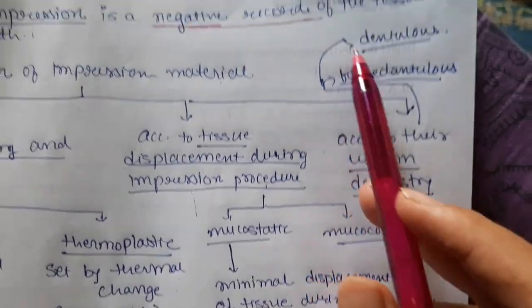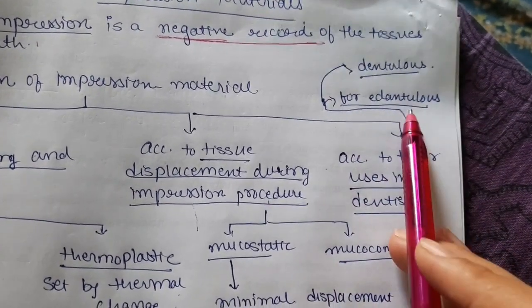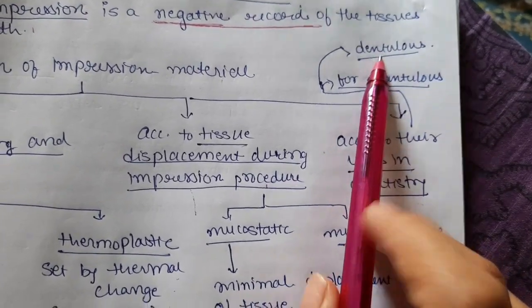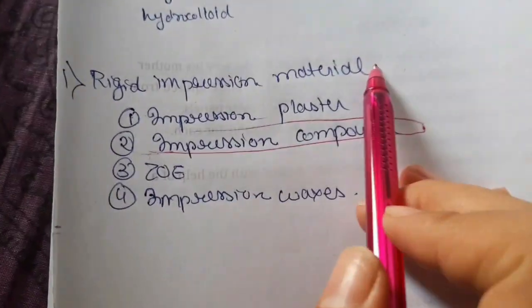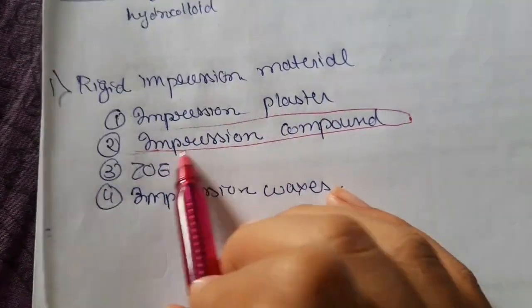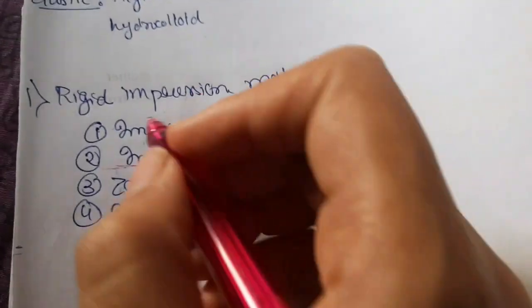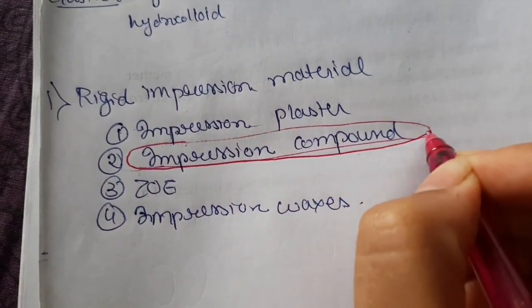Now, according to their uses in dentistry, they are used to make either a dentulous cast or an edentulous cast. Edentulous means there is no presence of teeth, and dentulous means presence of teeth. Today we are going to study the rigid impression materials, where impression plaster, impression compound, ZOE, and impression waxes come. Today the topic is the impression compound.